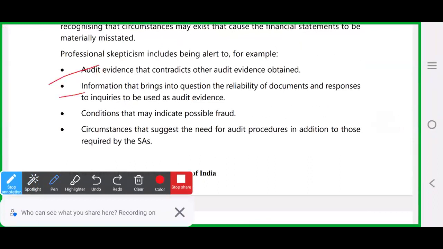Second is information that brings into question the reliability of documents. Say, for example, we see all the documents which the company has maintained. On the other hand, we see that this information is not correct because there is no underlying evidence such as invoices. Again, the reliability of documents comes into the picture. The auditor has to see the conditions that may indicate possible fraud and the circumstances wherein extra audit procedures, that is, additional audit procedures, are required.